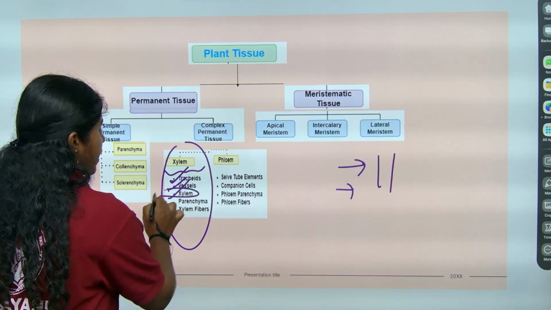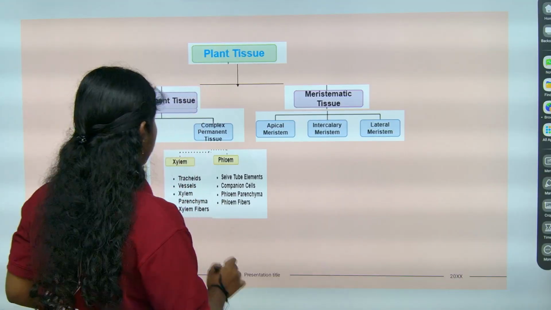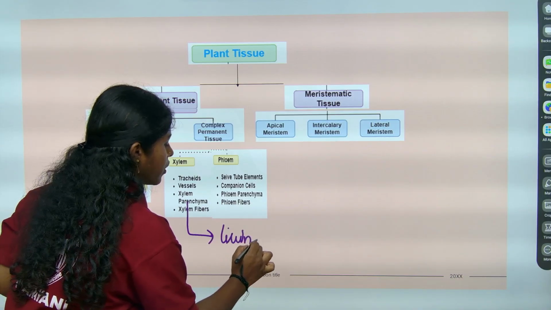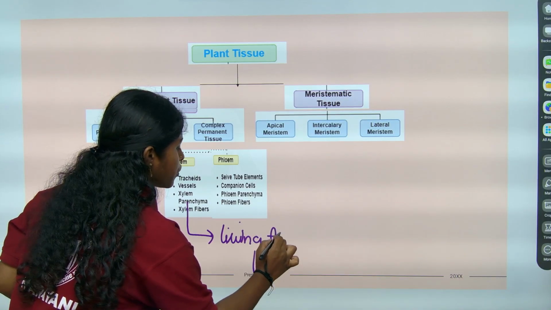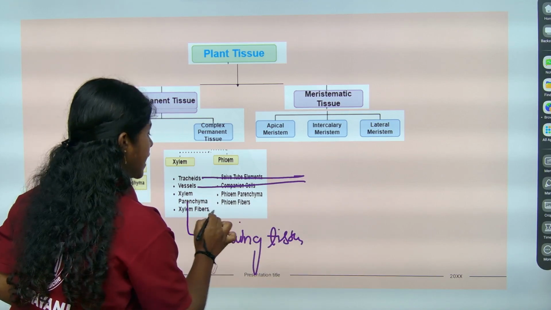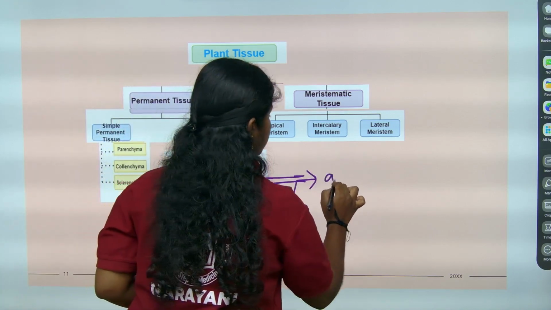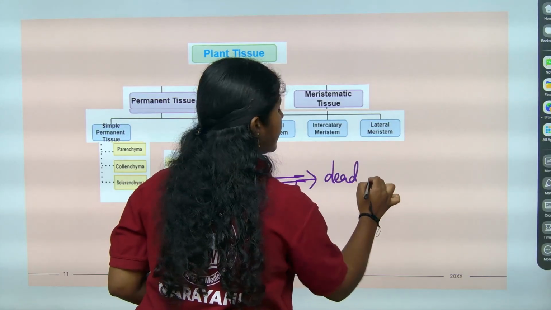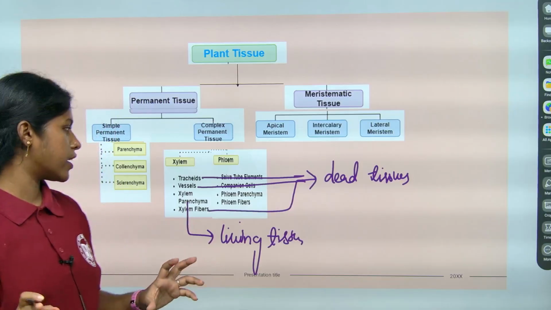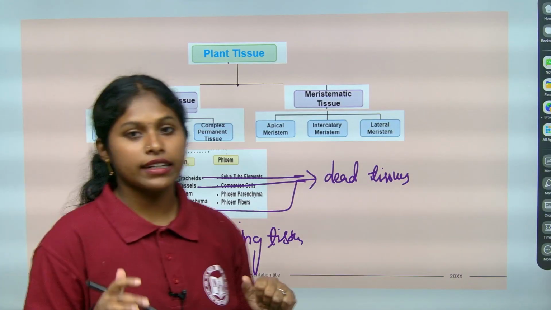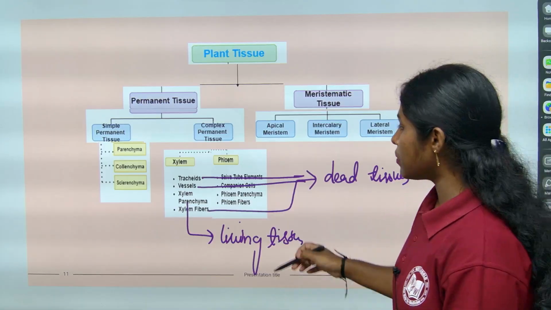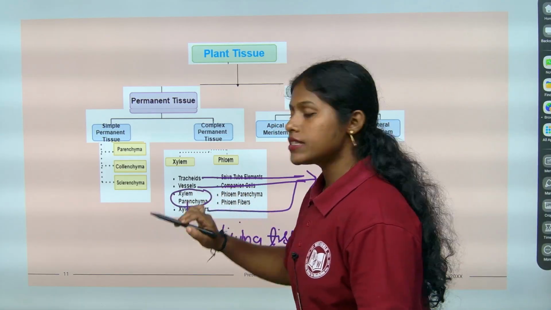And here the xylem parenchyma. What I said, parenchyma is a living tissue, right, children? Parenchyma is a living tissue. So the tracheids, vessels and xylem fibers are all dead tissues. If they ask a question like this, children, among the xylem types, which is the dead tissue and which is the living tissue? Nothing but xylem parenchyma.